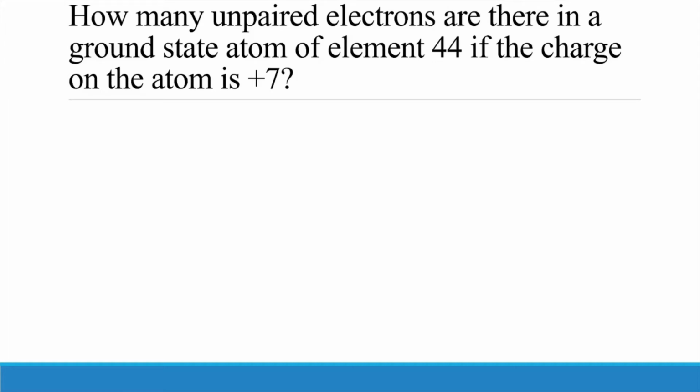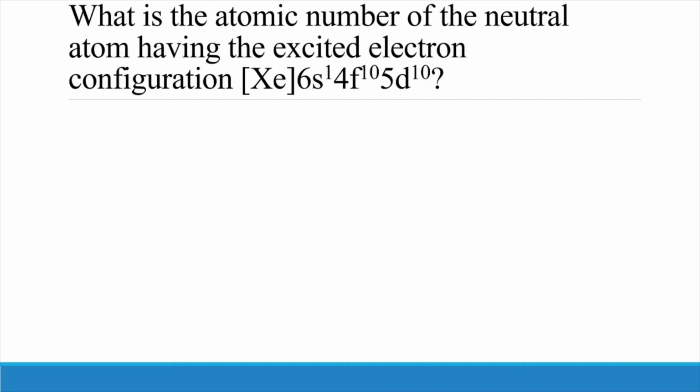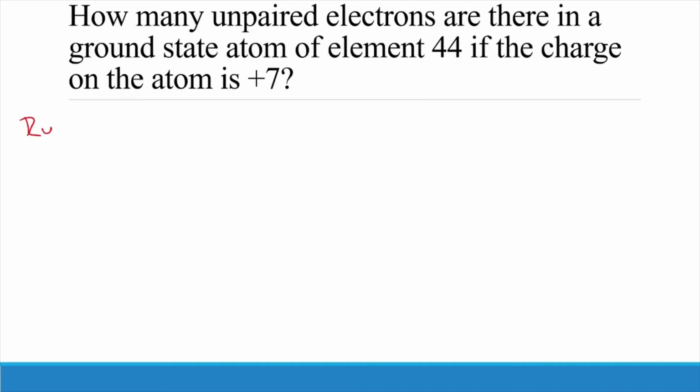Okay, this is a better question. How many unpaired electrons are there in a ground state atom of element 44 if the charge on the atom is positive 7? So if we look up element 44, this is ruthenium. Okay, so ruthenium then has an electron configuration of krypton, and then it goes 5s1, 4d7. And your book gives this to you. If you look in the periodic table, in this chapter, it actually gives you their neutral electron configuration.